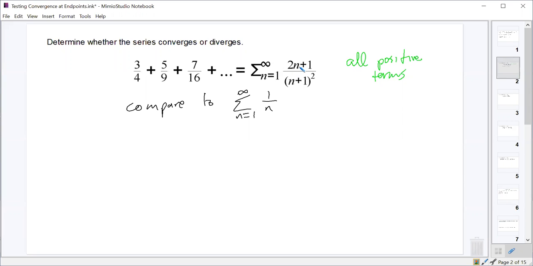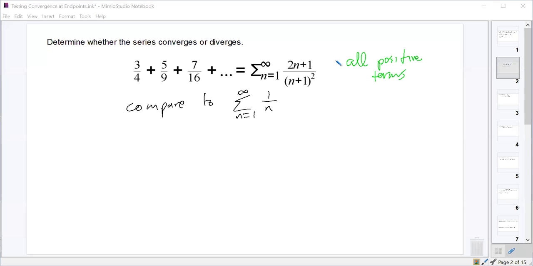We should very easily know something about that series. What do we know about that one? What do you know about the series 1 over n, the harmonic series? Does it converge or does it diverge?